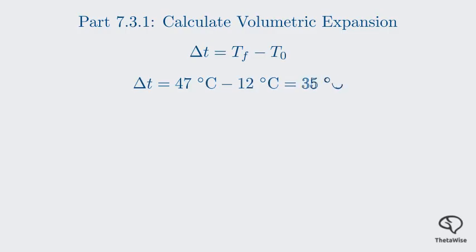Let's first calculate the change in temperature, delta T. This is the final temperature minus the initial temperature. Delta T is 47 degrees Celsius minus 12 degrees Celsius, which gives us 35 degrees Celsius.